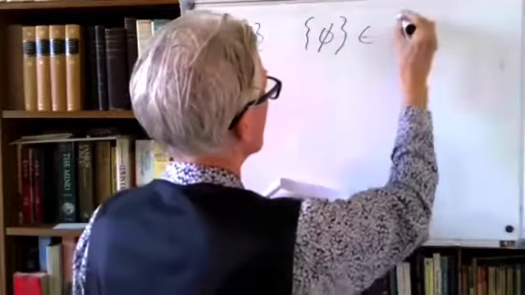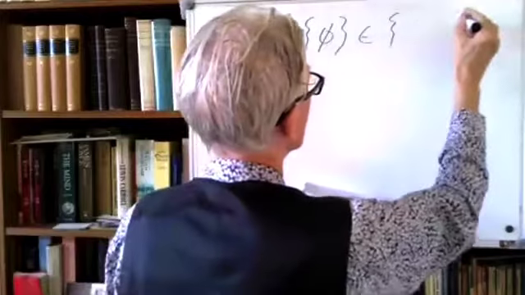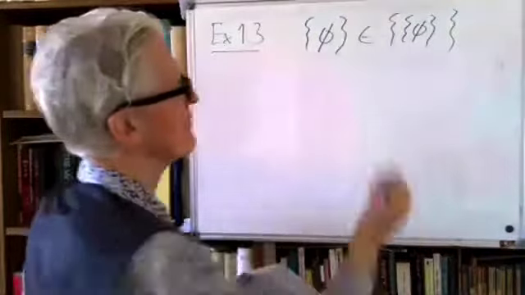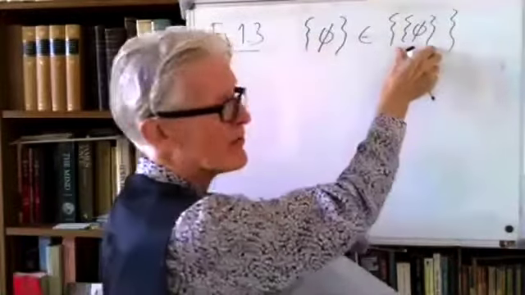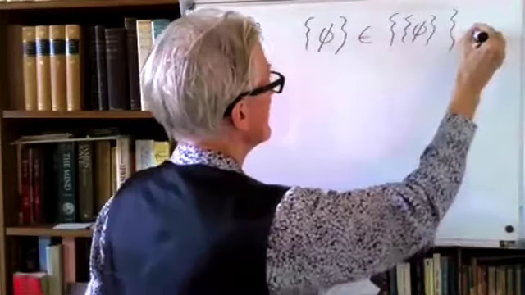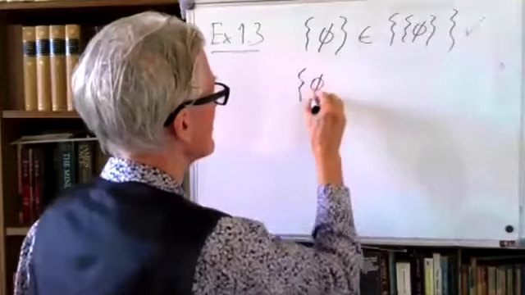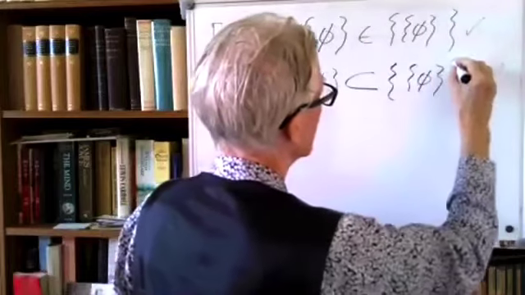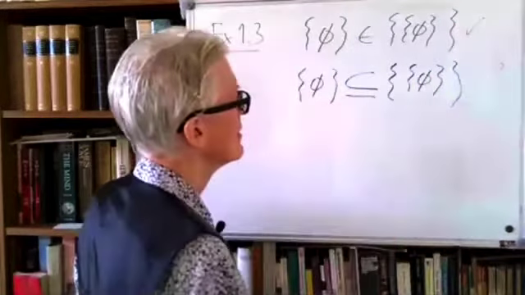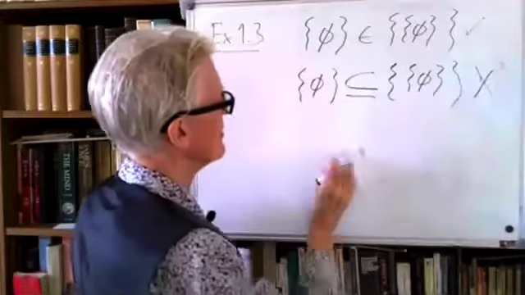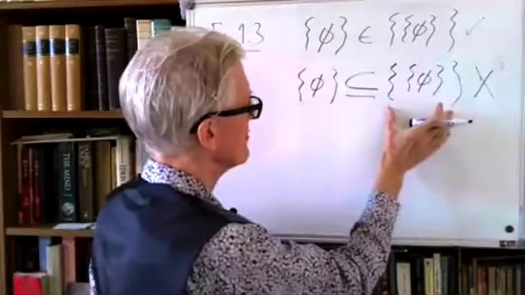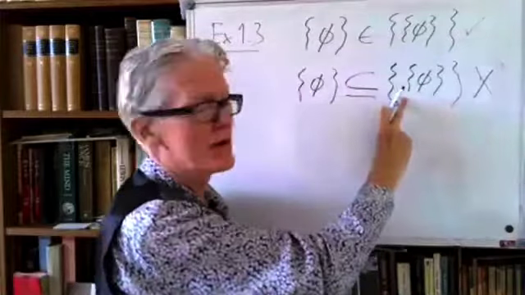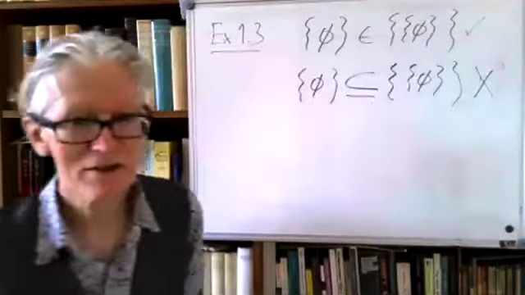We have that this set is a member of this one, right? Because this set is here, it's literally a member of this one. So this is okay. On the other hand, this is false. So this is false here, because this would mean every element of this is an element of this. Okay, here's an element of this one, right? But it's not an element of that one. So this is false here.